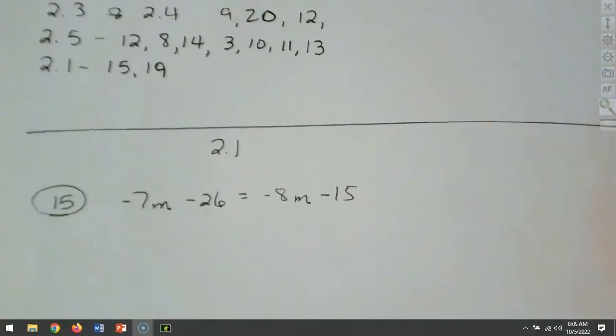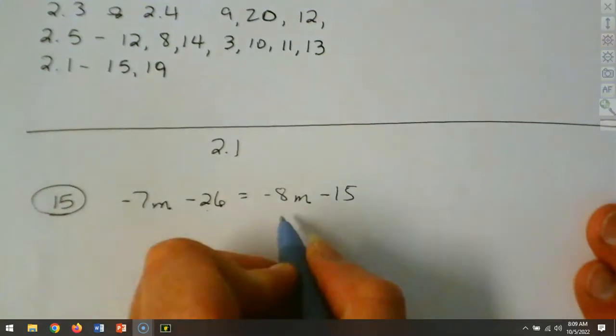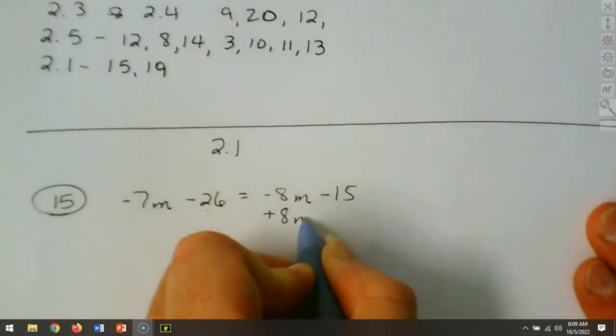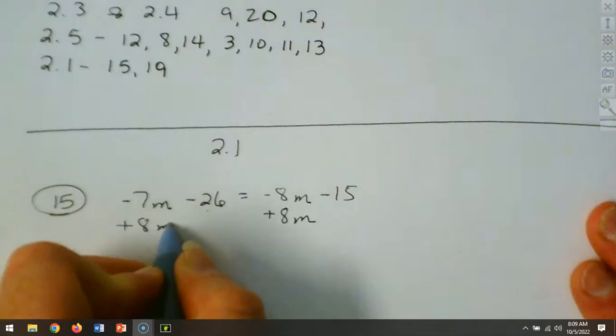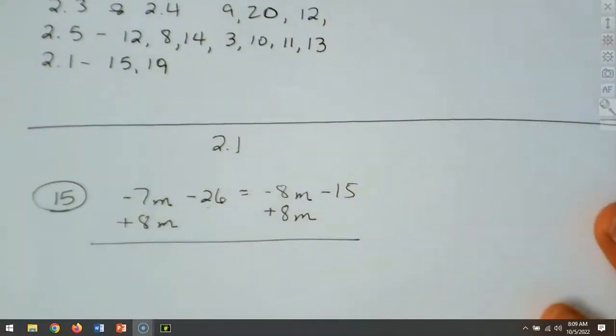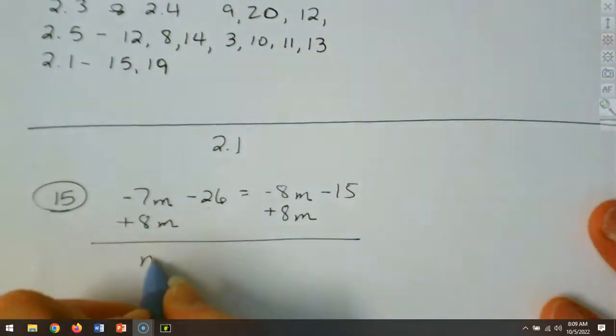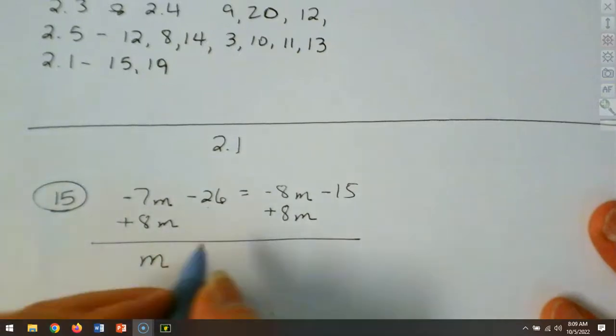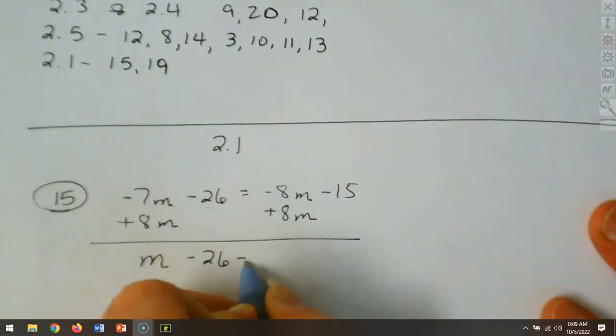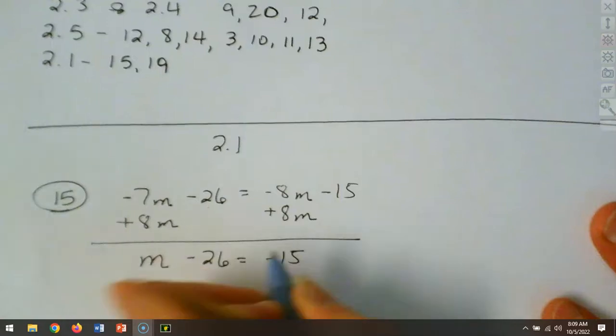We want to get that variable by itself on the left-hand side. We work with opposites, so a minus 8m. What's the opposite of a minus 8m? A plus 8m. Okay, so those can go away. And what does that leave you with? 1m, or just an m, minus 26 equals now a minus 15.